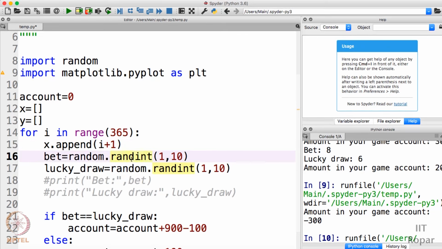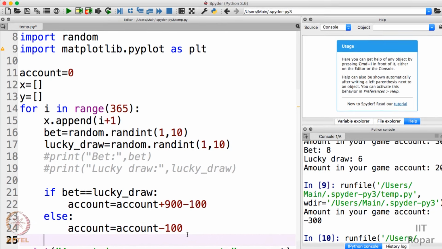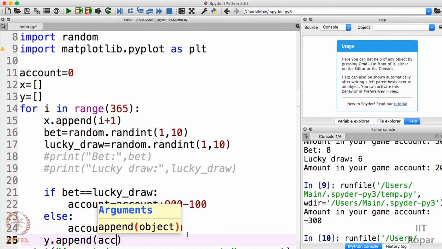I bet something. The organizer draws something. If it is equal, I win some amount, else I don't win anything. But to play this game, given that I am paying 100 rupees, I am deducting 100 from each instance, and after the game, what should I do? Whatever the amount I have in my game account, I have to append it to my y-axis. That is, I have to plot the corresponding thing in my y-axis. So let me append that to the y list. That is y.append. The account has some amount, right? So I append this value. So I have done that.